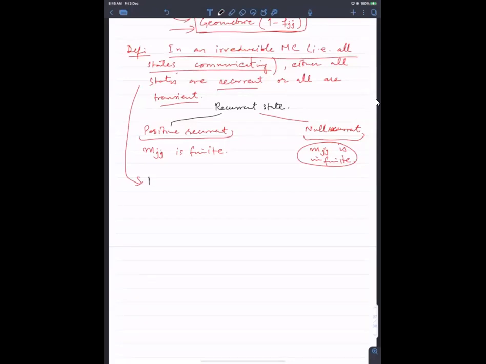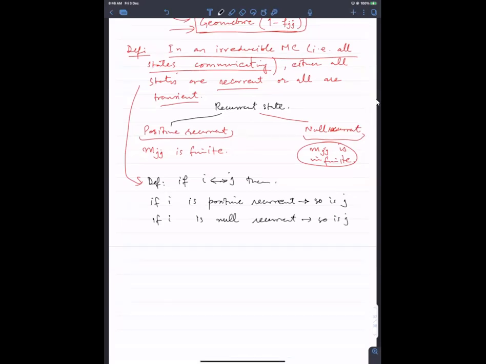Okay, so definition: if state i communicates with state j, then if i is positive recurrent, so is j. So j will be positive recurrent. If i is null recurrent, so is j. So j will be null recurrent.